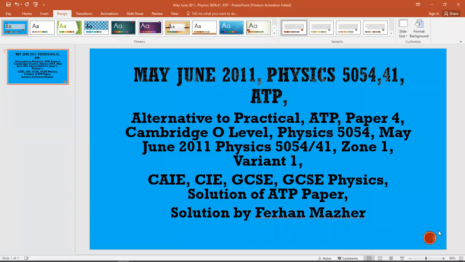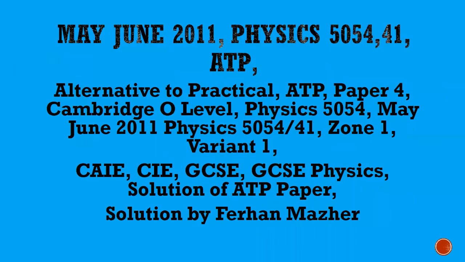So my dear students, today we have completed the May-June 2011 Physics 5054 paper 41, ATP. This is the alternative to practical. This paper 4 was from zone 1 or variant 1. I have tried my best to explain to you the concepts of this paper. I hope you will understand this.